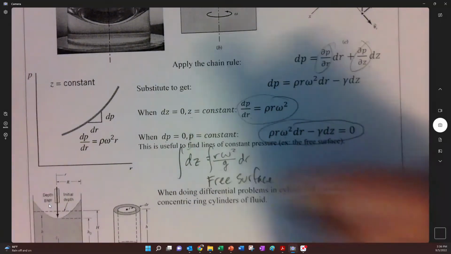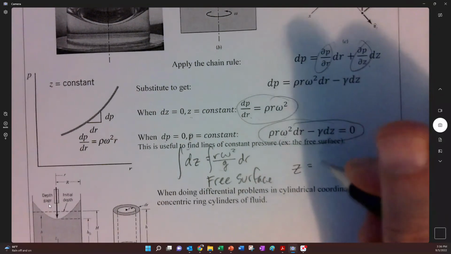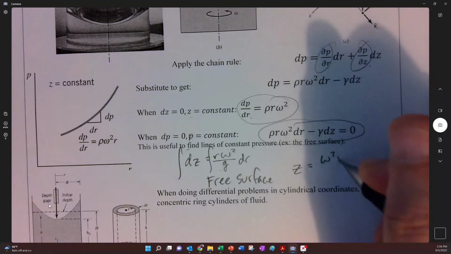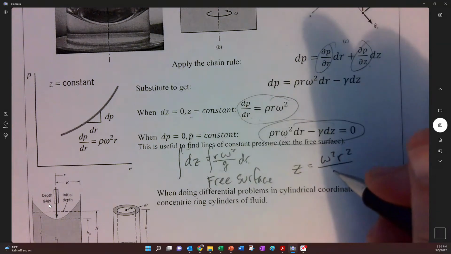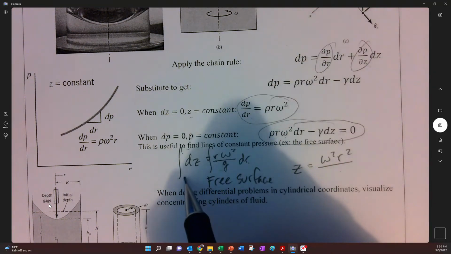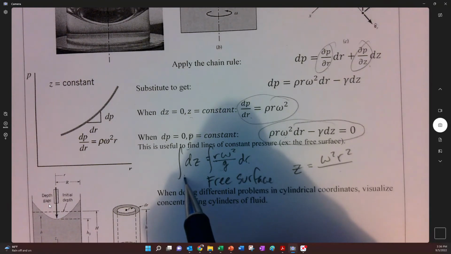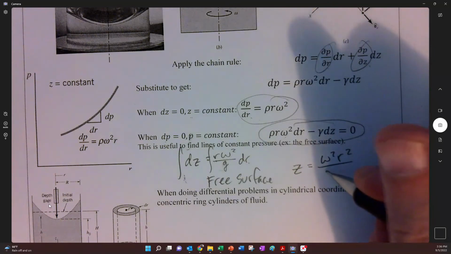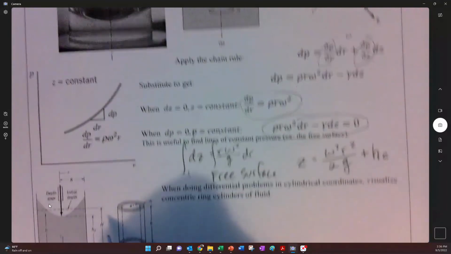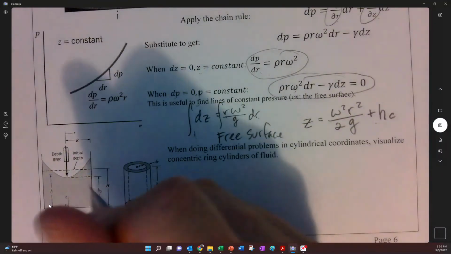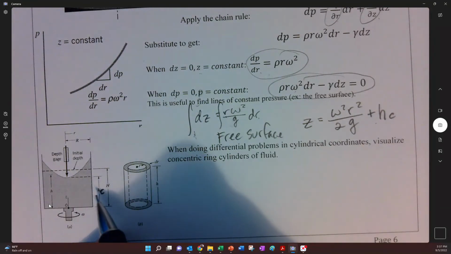We'll get a constant of integration, but here we'll get z is omega squared r squared, because we had r here, but we're integrating against r. And then we're going to go from the bottom of the thing, so we'll see that in a second. But 2g, and then we're going to add in hc. And what we mean by hc is the bottom of the thing right here. So this is hc. In my other book where this figure came from, it was h0, but we're going to call it hc.